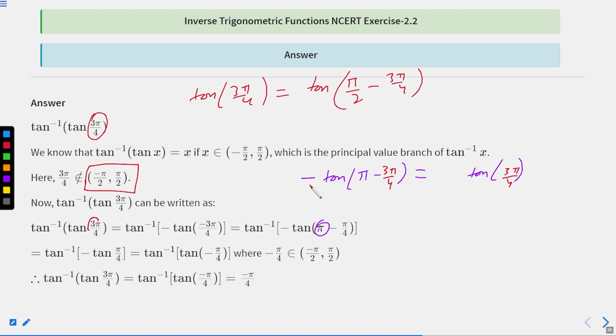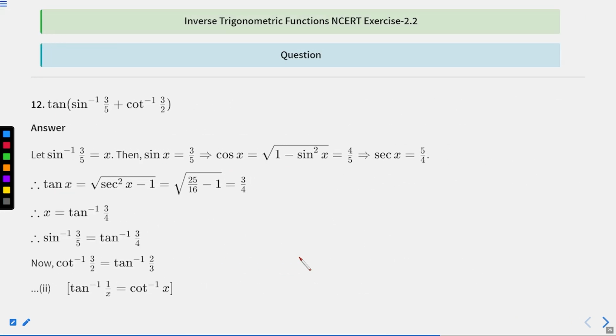Tan 3 pi by 4 is equal to minus tan of (pi minus 3 pi by 4), this whole thing. So either you can use this or use this. From this, what will your answer be? Minus pi by 4. In both cases you arrive at the same answer. Okay, let's move to the next.